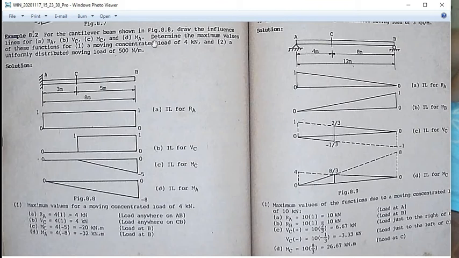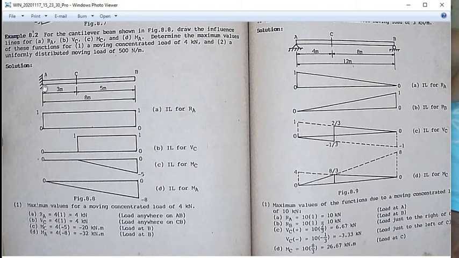Determine the maximum values of these functions for 1, a moving concentrated load of 4 kilonewton, and 2, a uniformly distributed moving load of 500 Newton per meter. Notice na this time, meron na tayong concentrated load tsaka 500 na distributed load. And meron tayong point C with a defined distance from the support.